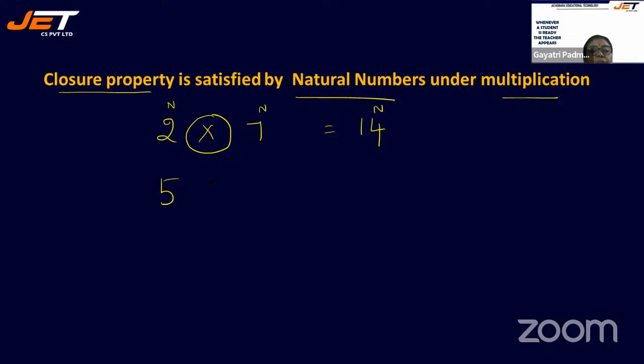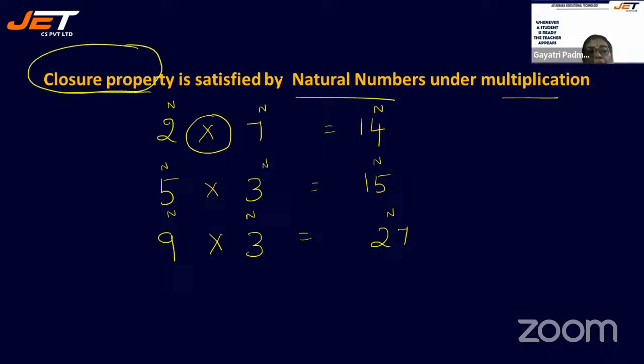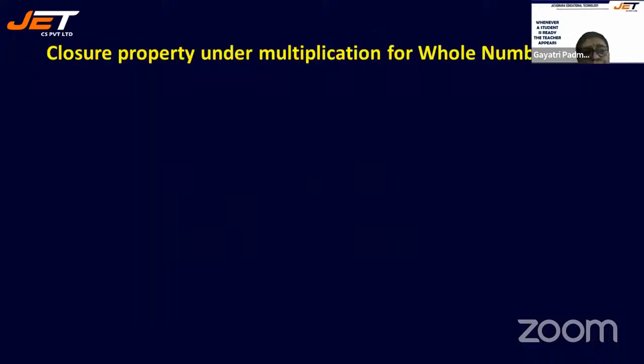Yes. Next, let's try 5 multiplied by 3, which is also a natural number. Is it clear? One more. 9 multiplied by, say, 3 will also give us a natural number. So that is why closure property is satisfied when these natural numbers are used in multiplication. Is it clear? I'm sure you would have understood this concept, students. With this, let's move on to the next topic.